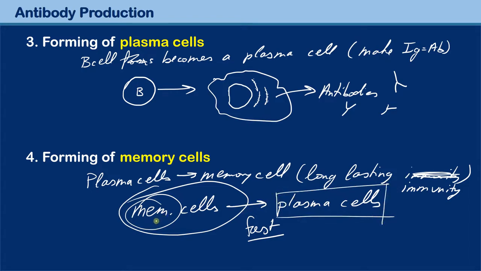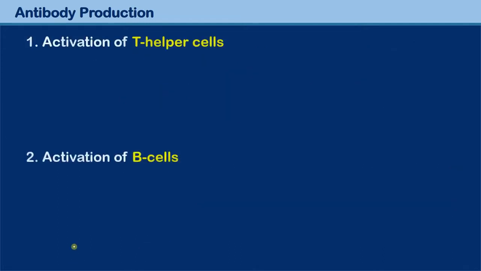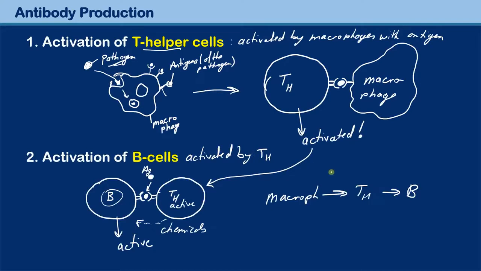So that was basically it. Maybe I should summarize this a little bit over here. Go back here. We have the macrophage, the T helper cell, the B cell. I just continue drawing over here. The T helper cell activates the B cell, which becomes a plasma cell, and then which produces the antibodies.